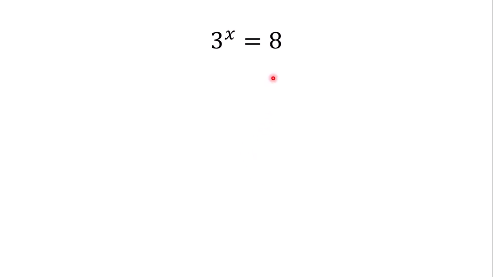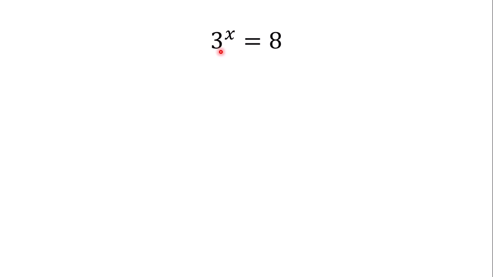3 raised to the power x equal to 8. How are you going to find the value of x? Here, if we decide to use indices as we did for the other one, it won't work, because 8 can be written as 2 raised to the power 3. There's no way we can write 8 using a base of 3. We can only write 8 using a base of 2 and power it by 3. So we can't use indices here.